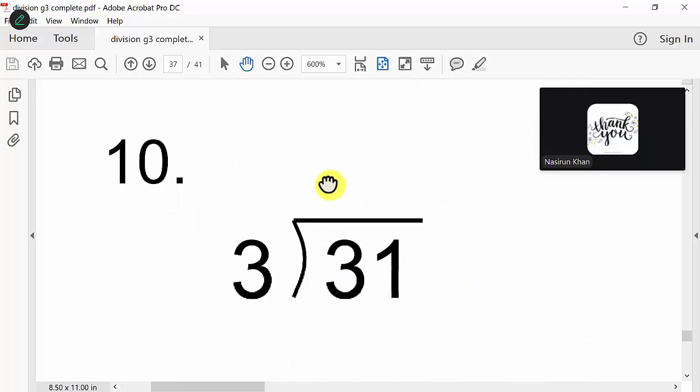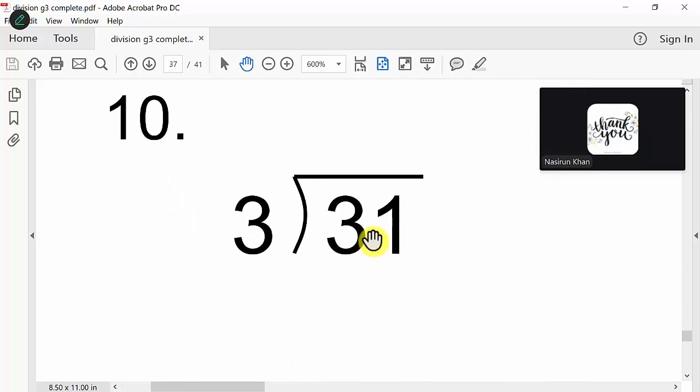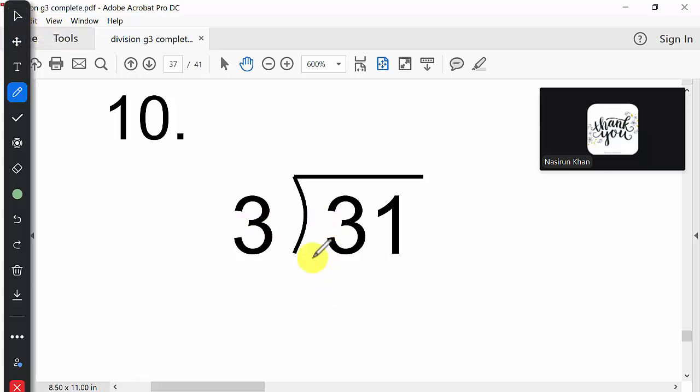Okay, now number 10. 31 divided by 3. This one is simple. 3 divided by 3. Yeah, we do the first number because we can divide 3 by 3. So the answer is 1. 1 times 3 is 3. And then we subtract. 3 minus 3 is nothing. So we just write 0 to make it easier, or you just leave it blank. It's okay. Then now we have number 1 here.